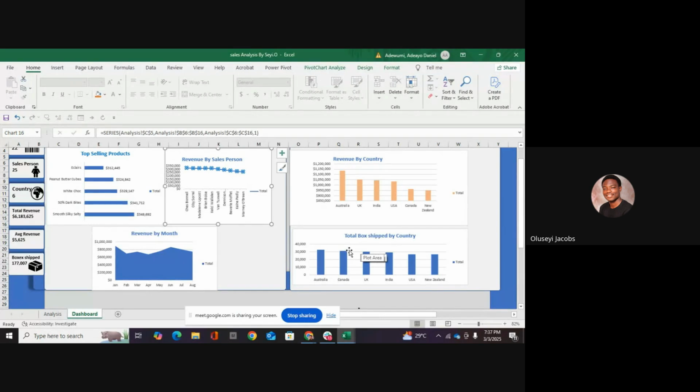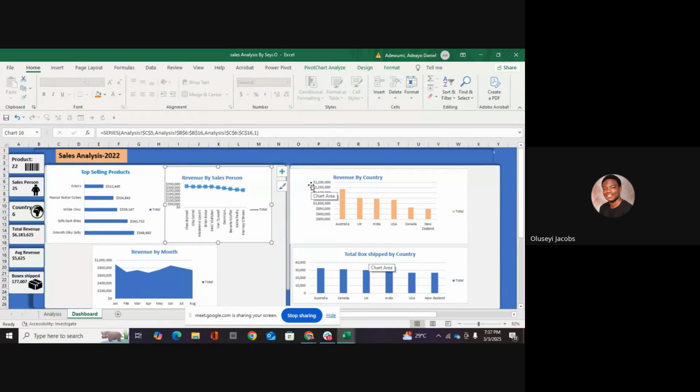And total boxes shipped, you can see that Australia also has the highest number, so there's a linear relationship between the boxes shipped and the country that they went to. So this is the summary of the sales report for the year 2022.